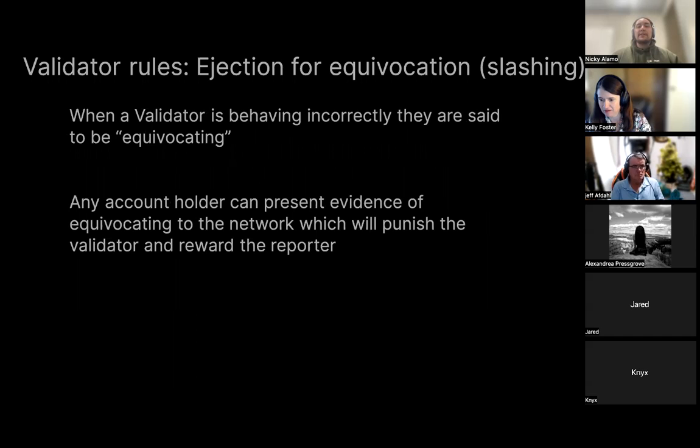Ejection for equivocation. This is just slashing, but specifically in our white papers, it's called equivocation. When a validator is behaving incorrectly, they are said to be equivocating. So any account holder can present evidence of equivocation on the network, and that'll punish the validator and reward the reporter. If there is a belief that a node operator is behaving improperly, there's going to be a mechanism in place to basically report them for any issues that they might see. And again, we will reward the reporter.